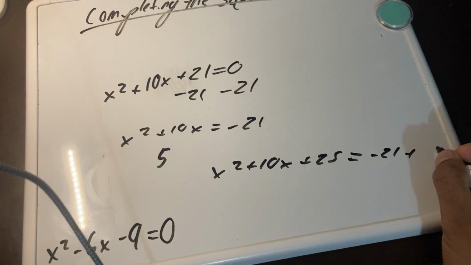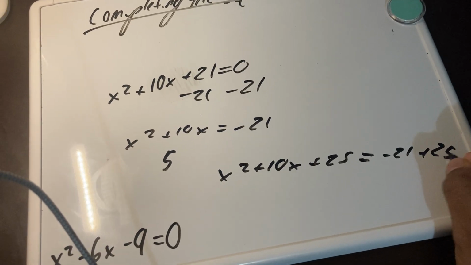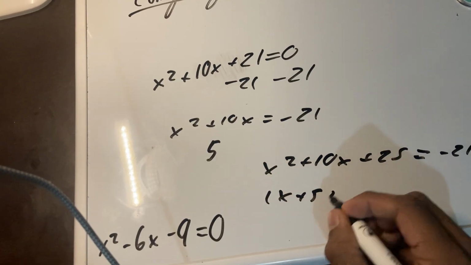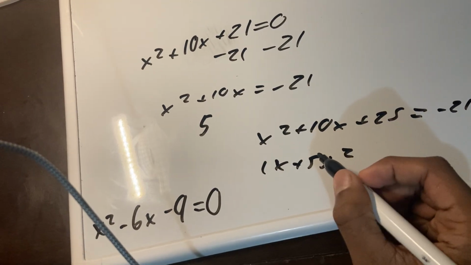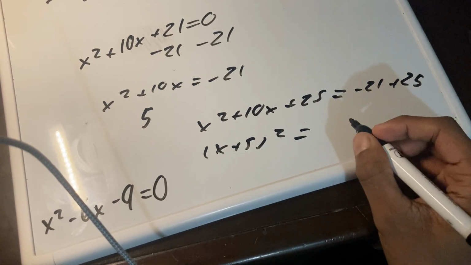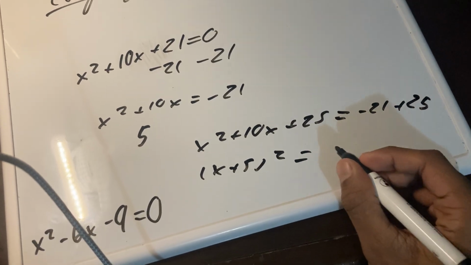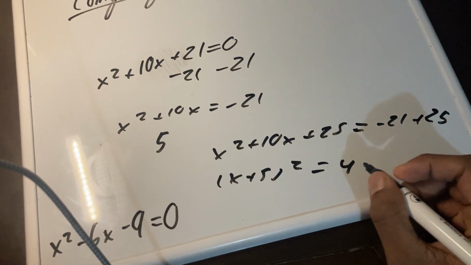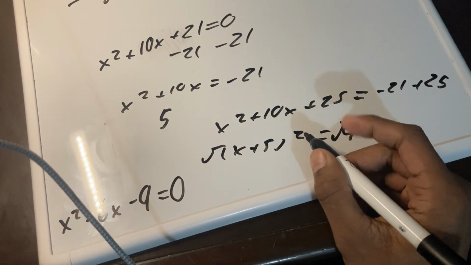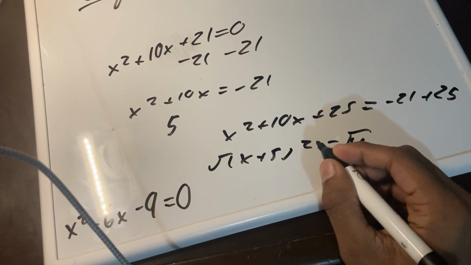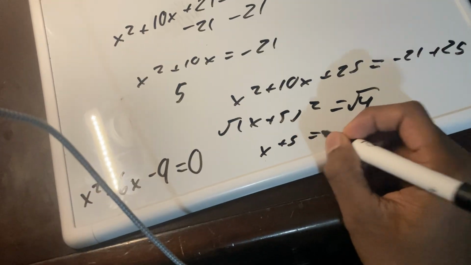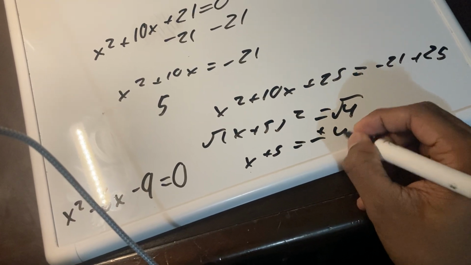plus 25 as well. And what that leaves us with is x plus 5 squared, because when you factor this, we get this. And we get minus 21 plus 25. That would just be 4. So we square root both sides, because the opposite of squared is square root. So we get x plus 5 equals plus or minus 4.